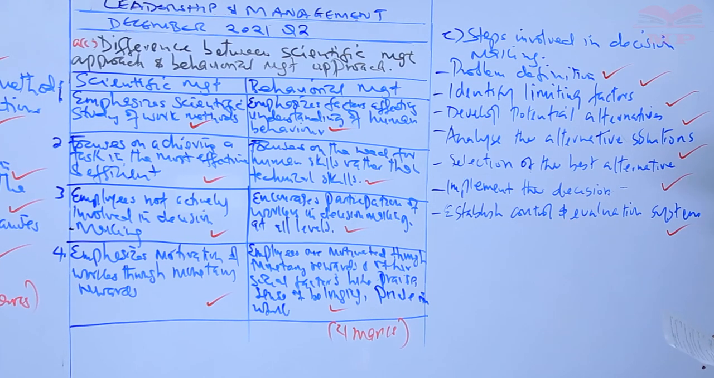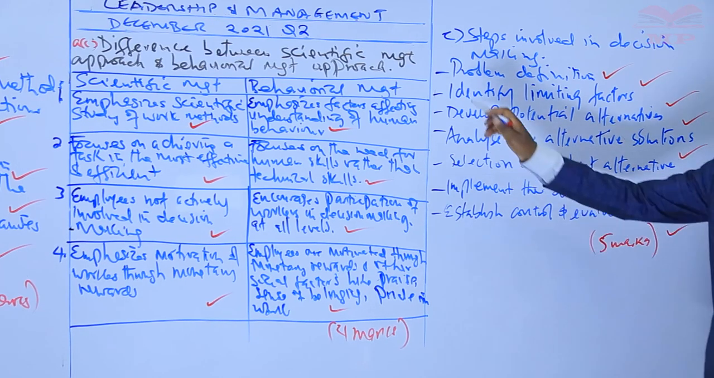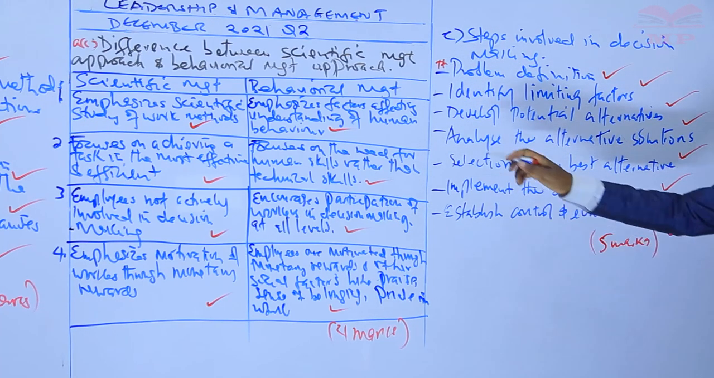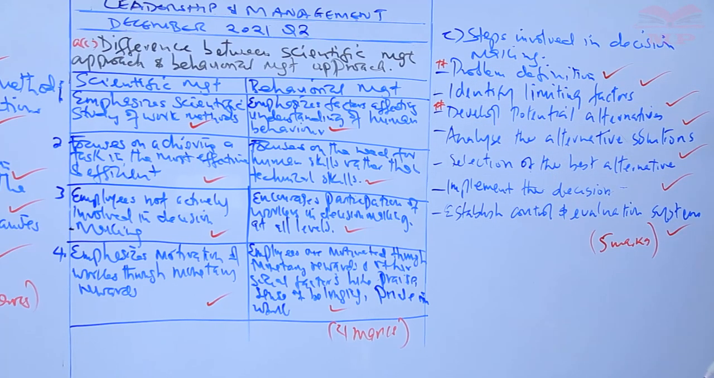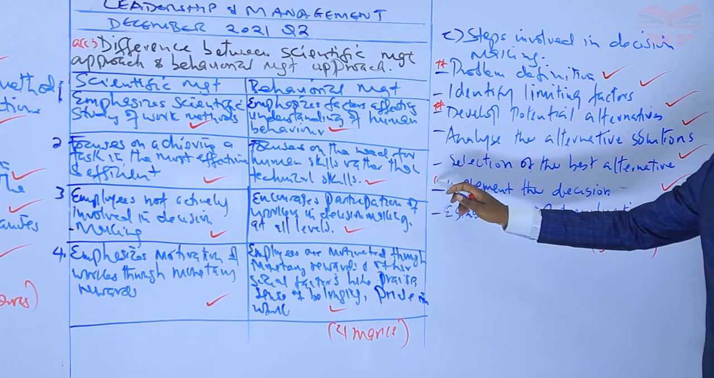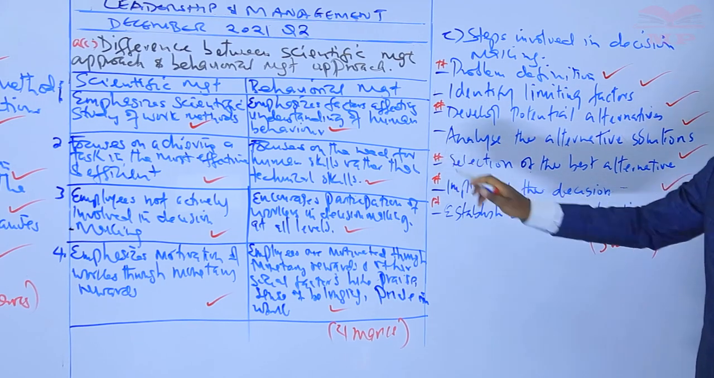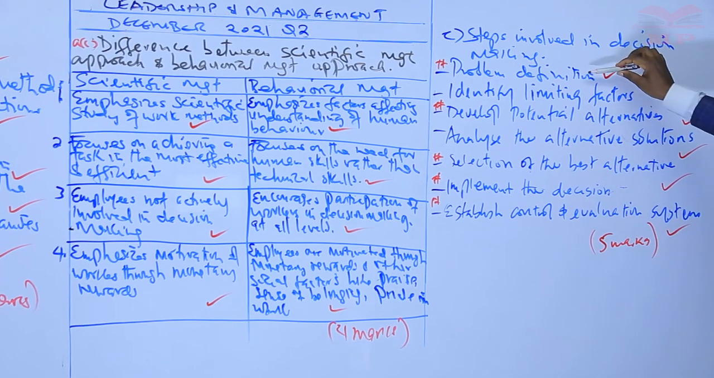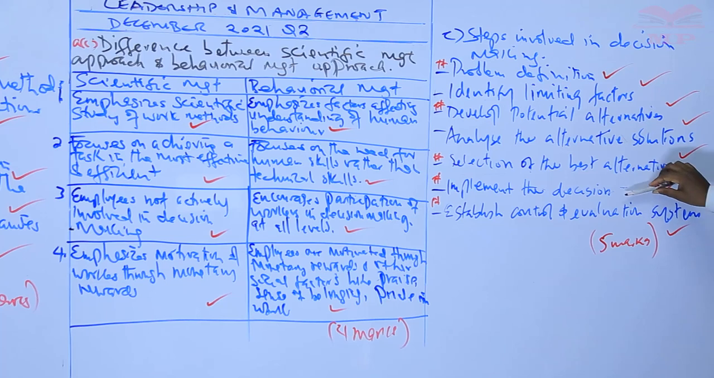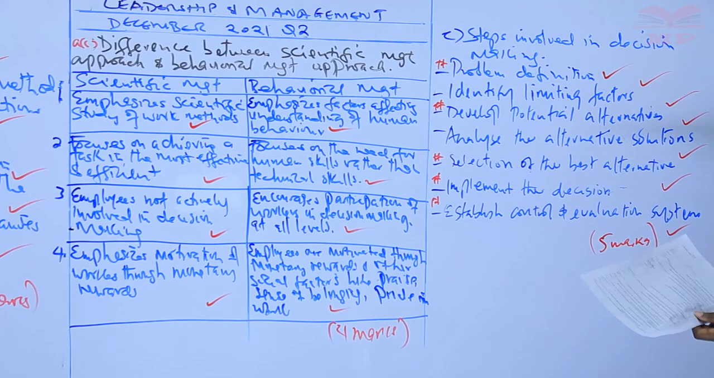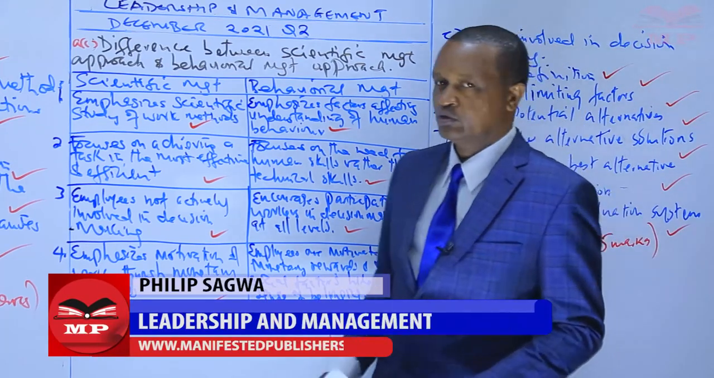1, 2, 3, 4, 5, 6, 7. How many marks? 5 marks. In most literature, you'll find this one being highlighted. Then after that step, you find that step. Then you have this step and that one, plus this one. Students who provided problem definition, developed potential alternatives, selected the best alternative, implemented the decision, and did control and evaluation still earn the 5 marks. So that is the end of this question, December 2021, question 2, leadership and management.